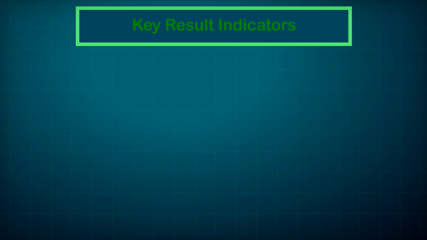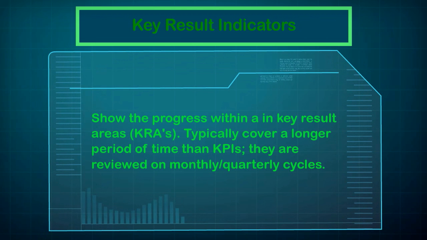Key result indicators are the broad result areas covering long time periods, such as quarters or year of the overall performance metric. KRI is the result of many actions. Basically, it's a tool to measure the progress of a specific perspective.